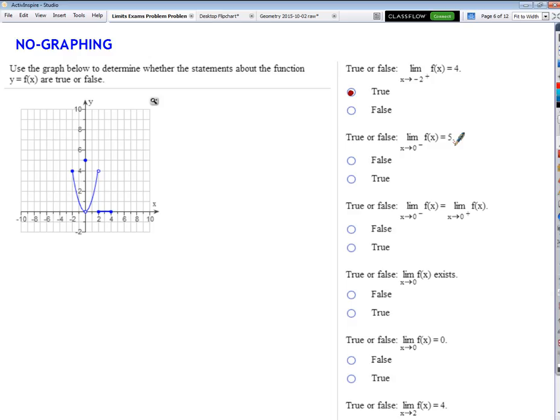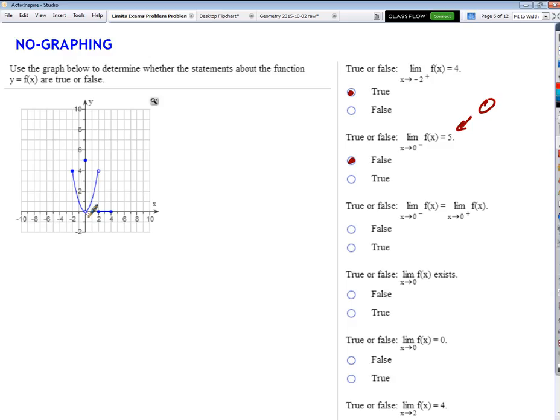False. What is it? Zero. It's 0. Very good. How do you know? It's not 5. There should be a point at 0. Okay? But there's also a point on 5. But the limit is what is the function? What value does the function approach?